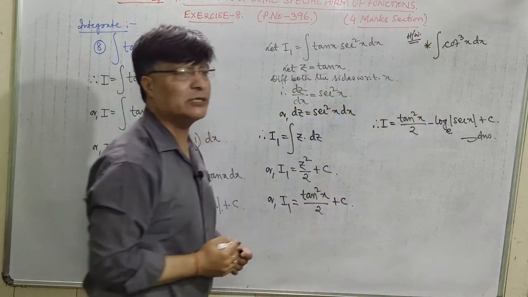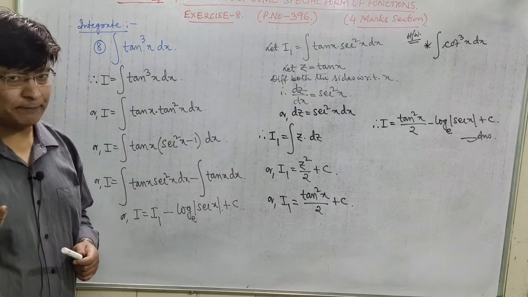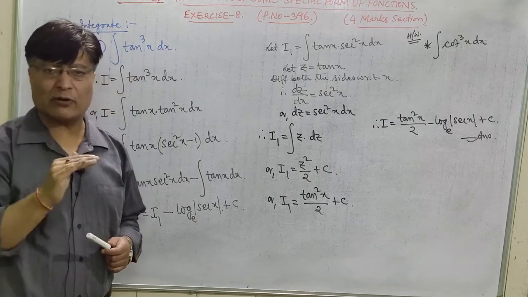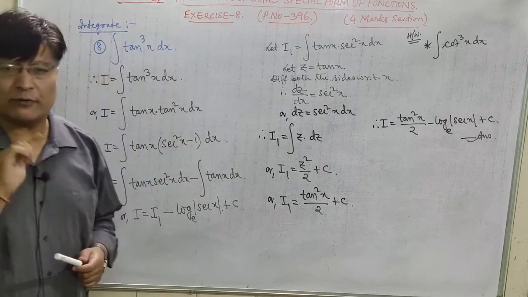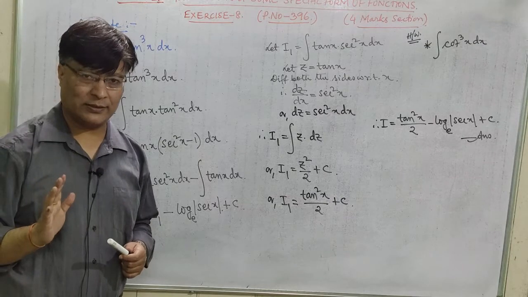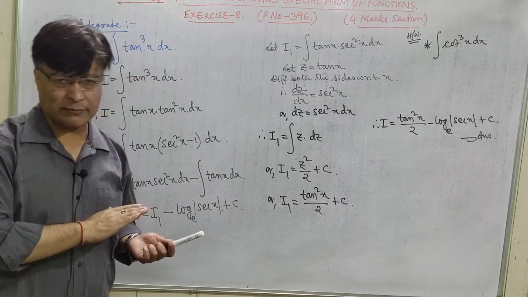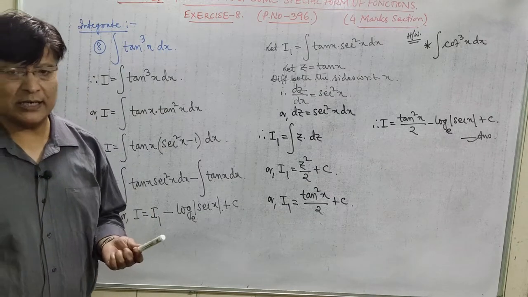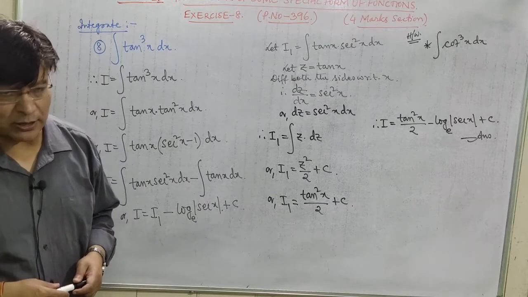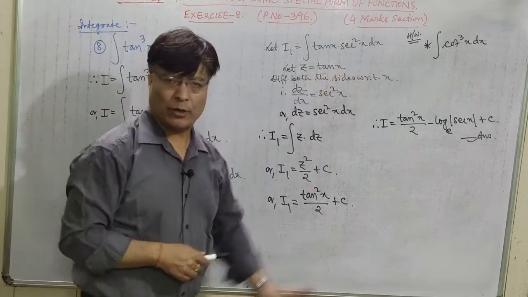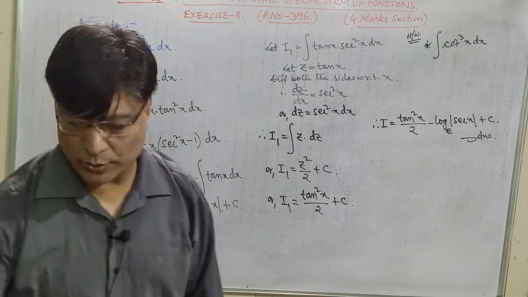So how can you evaluate this integration? You can write it as cot x into cot square x dx. You know that the differentiation of cot x is minus cosec square x, so convert that cot square x in terms of cosec square x minus 1. Then separate the terms. First integration, take it as I1, and the second integration you can easily evaluate. For the first one, you have to use the method of substitution. So similarly you can do that problem, integration of cot cube x dx. So you can copy it. Now we'll do the next question.